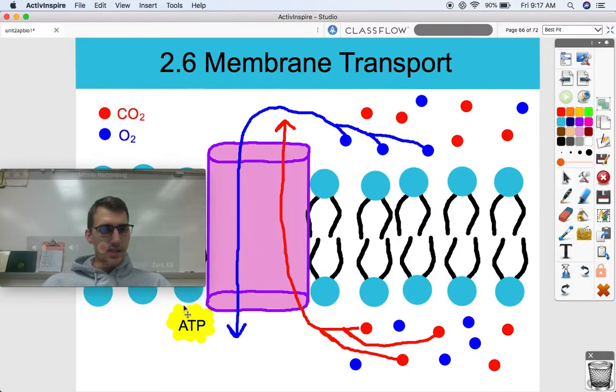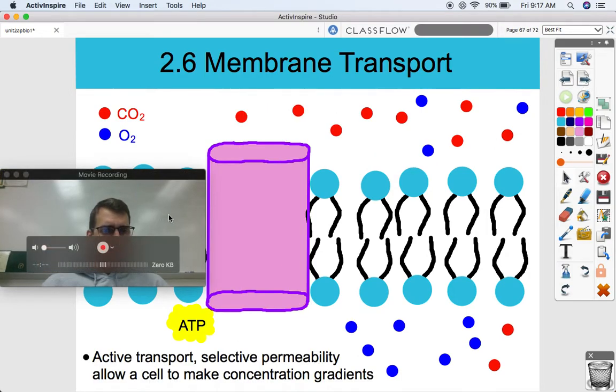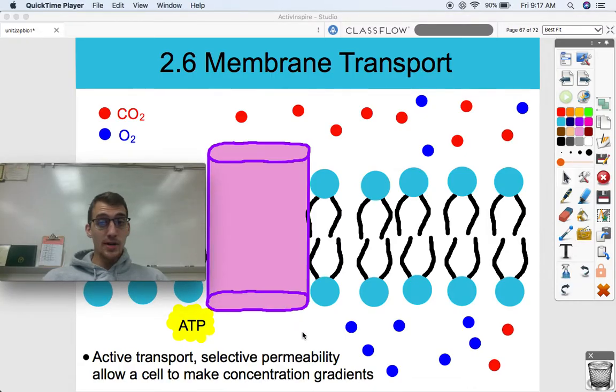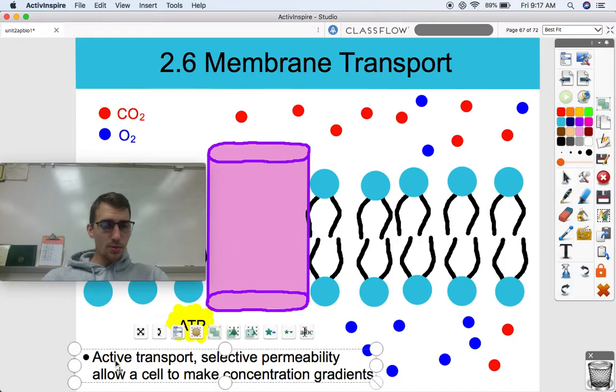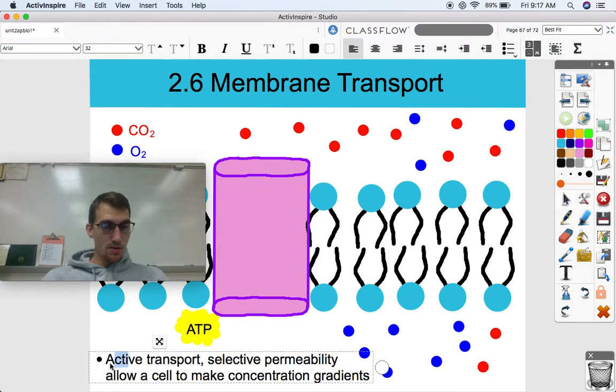If my cell wants, it can use some ATP to power up this protein over here and take more stuff in and move more stuff out. That's called active transport. It has to use a little bit of energy in order to reestablish a concentration gradient. So check it out: we had mostly blue on this side to begin with and mostly red on that side. Now it's kind of flip-flopped. We brought more oxygen in and more carbon dioxide out thanks to active transport. And here's a really important thing to note. In fact, I am going to underline it. Ready?